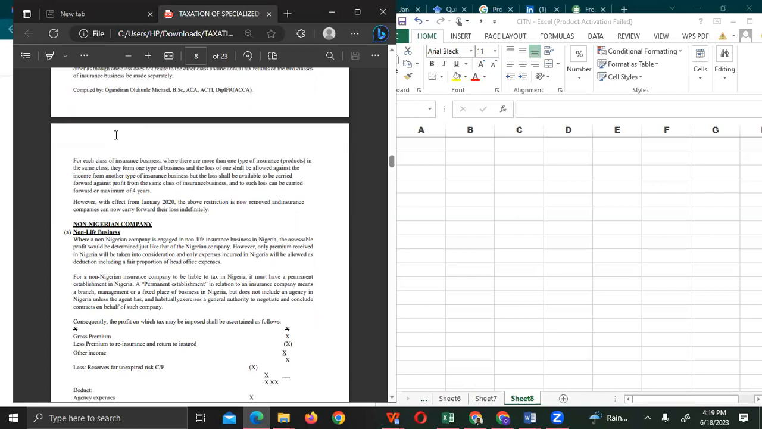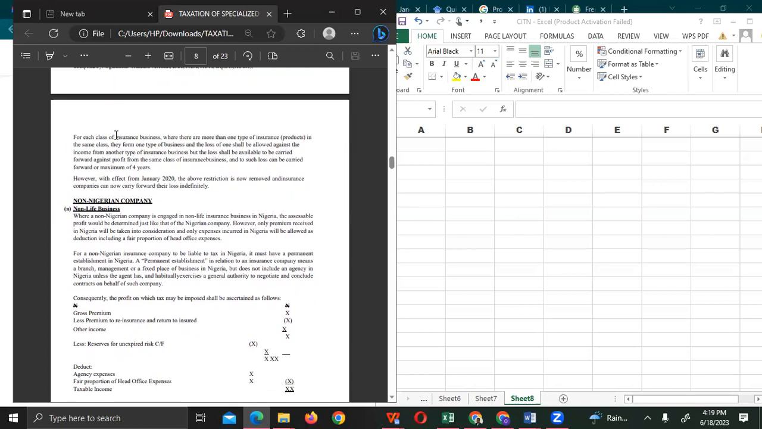You understand? Also for loss relief for insurance companies, before, loss could only be carried forward for 4 years. But with effect from 2020 year of assessment, that's Finance Act 2019, loss should be carried forward indefinitely. Are you with me, please? Yes, sir. Any question? No, sir. We are following. All right.